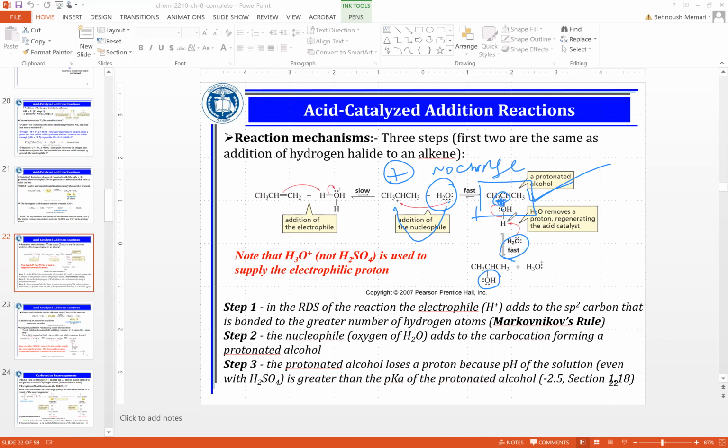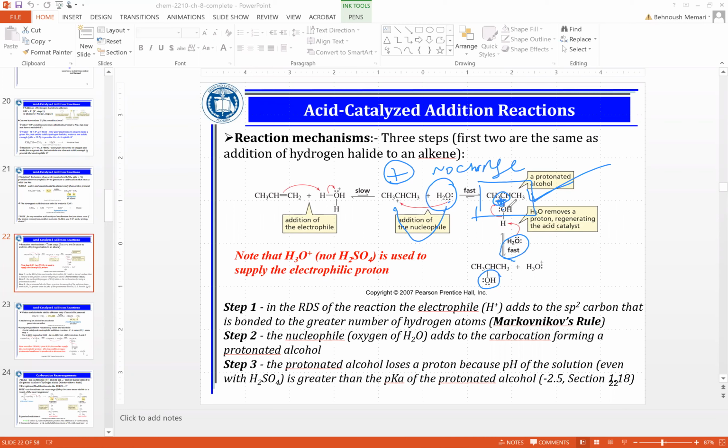The other solution, which is not going to benefit here, is to remove H2O and then leave the plus charge. A plus charge on carbon is a lot more stable than the plus charge on oxygen. Oxygen doesn't like to have the plus charge. But if we remove water in this case, it's going to go back. We don't want to go back. We want to go forward, and we want to make alcohol.